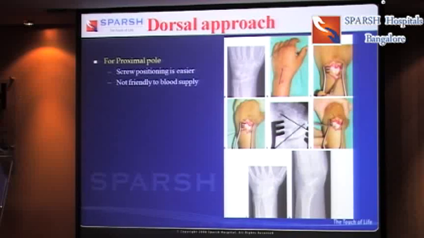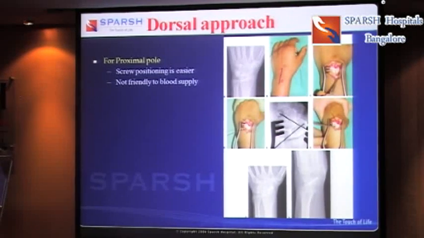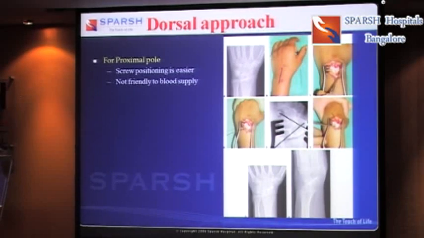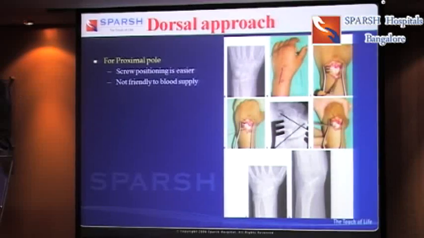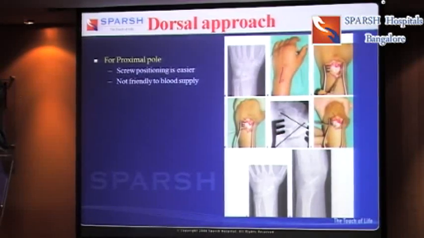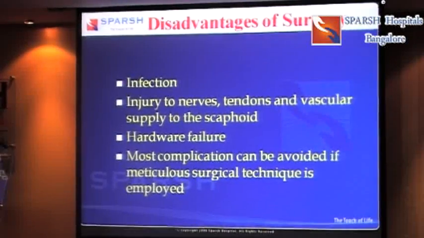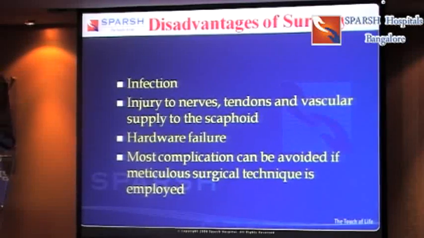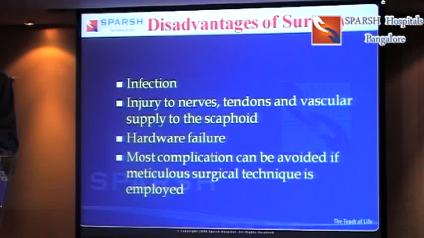So for proximal pole, you do the dorsal approach. The screw positioning will be slightly easier if you go dorsal, but the downside is it is not friendly to blood supply. So you have to weigh the pros and cons before you go on. So surgery, as with any surgery, you have problems like infection, injury to nerves and tendons, and hardware failure, like K-wire migration or screw failures. But if you do your surgical technique well, most of the time you can avoid surgical complications.